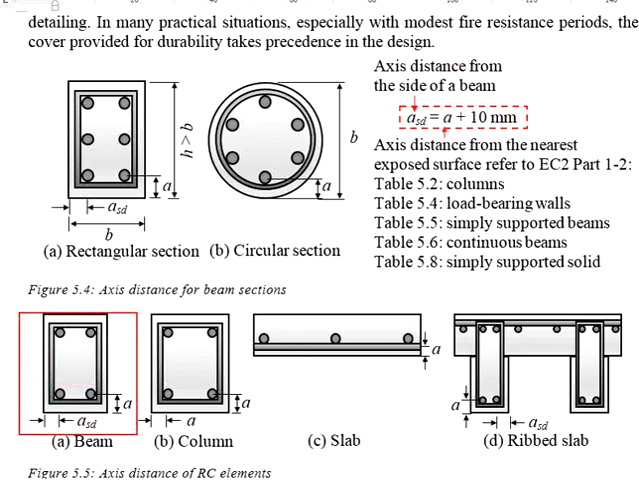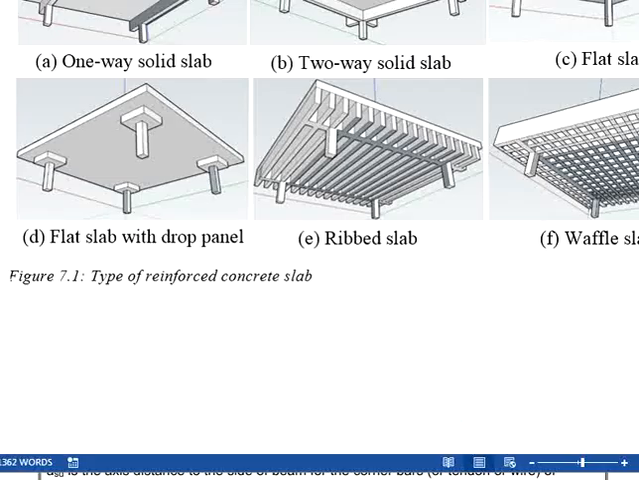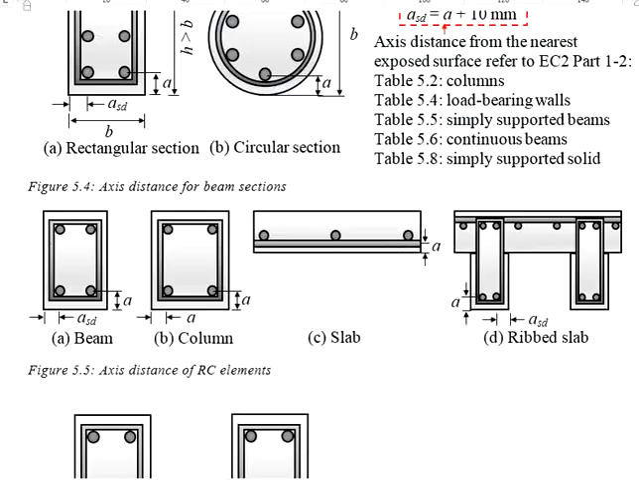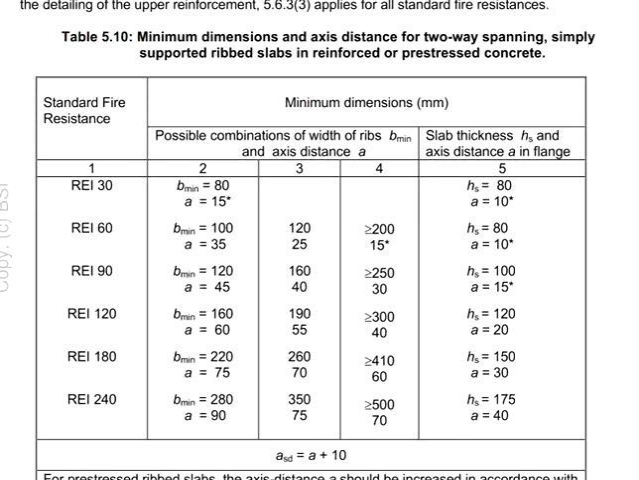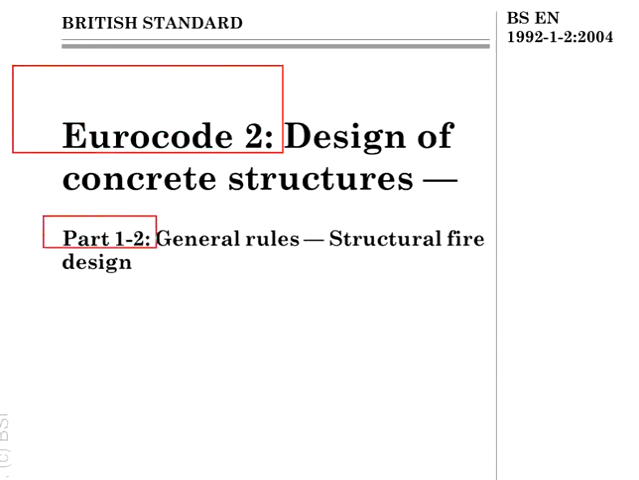That means you will have the axis distance for the beam here and also the axis distance for the ribbed slab comprising a series of beams. The ribbed slab looks something like this. It is a type of specially designed slab made of a series of beams which are closely spaced. And because of the beam element here, we need the ASD as the axis distance measured from the side of the beam. In order to prove this understanding, you may refer to table 5.10 in Eurocode 2, Part 1-2 regarding the structural fire design.